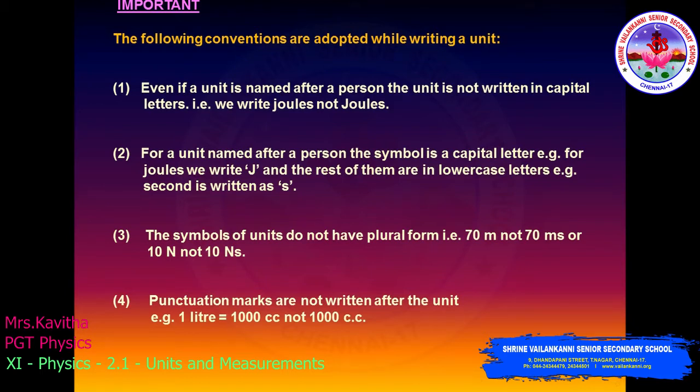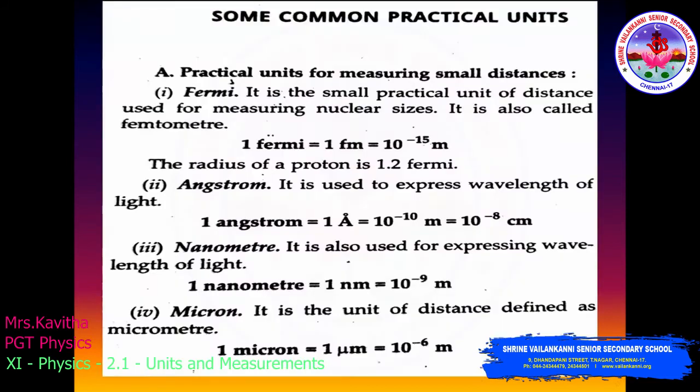The symbols of units do not have plural form. See, 70 m, we should not write 70 meters, or 10 N, we should not write 10 Newtons. Punctuation marks are not written after the unit. See, 1 liter is equal to 1000 cc, not 1000 c.c., then the meaning will be changed. So small letters we have to use for the symbols of units, and symbols are not followed by a full stop. Those are the rules which we have to follow to write SI units.